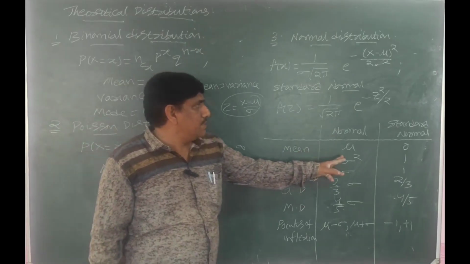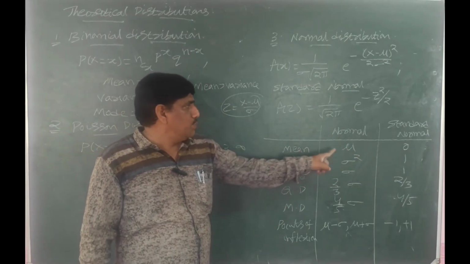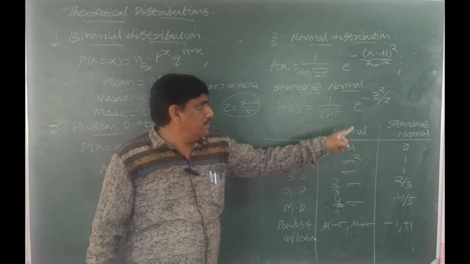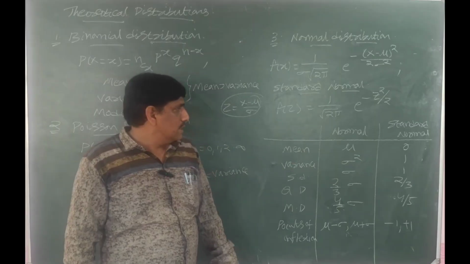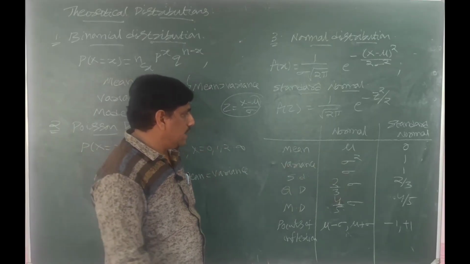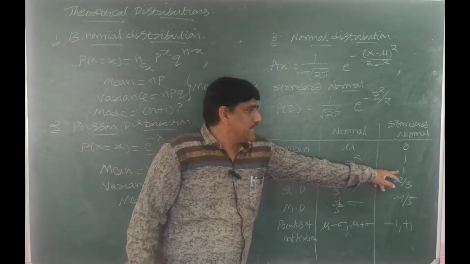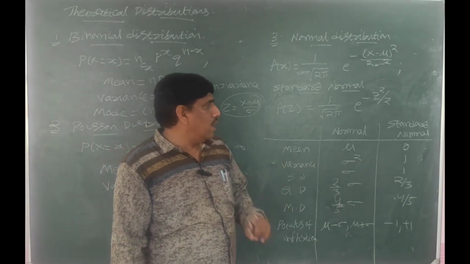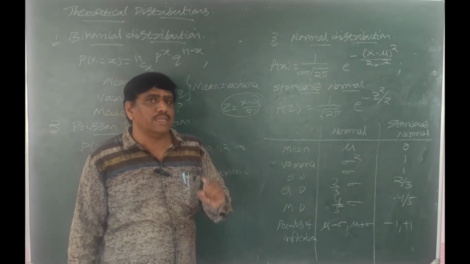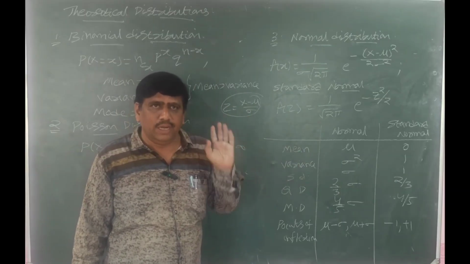Now the differentiation between normal and standard normal formulas. For normal distribution, mean is mu and variance is sigma square. For standard normal, mean is 0 and variance is 1. Similarly, for normal, variance is sigma square and SD is sigma. For standard normal, SD is 1. For standard normal distribution, variance and SD are equal. For which distribution are variance and SD equal? Standard normal. Both are equal to 1.